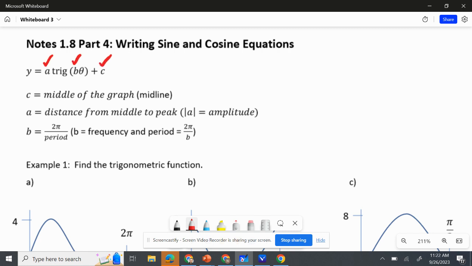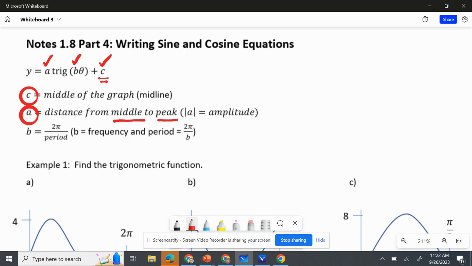First thing that I like to do is start off with my C value. That's the middle of the graph, that's the midline, and that's what we're going to add or subtract. Next thing that I do is I look at my amplitude. That's the distance from the middle, the midline, to the peak. The amplitude is always the absolute value of A. A can be positive or negative. If it's going in the normal direction, then it would be positive. If it's going in the opposite direction that it normally goes, then it would be negative.